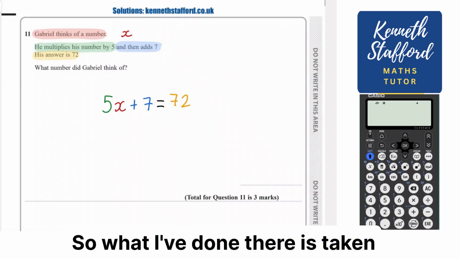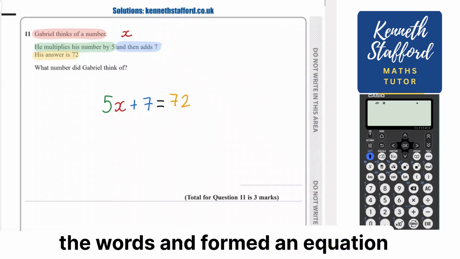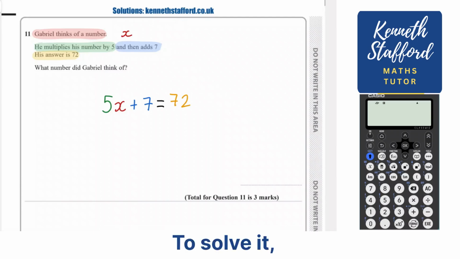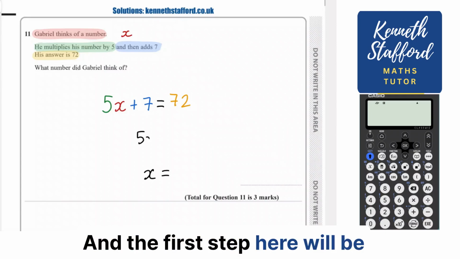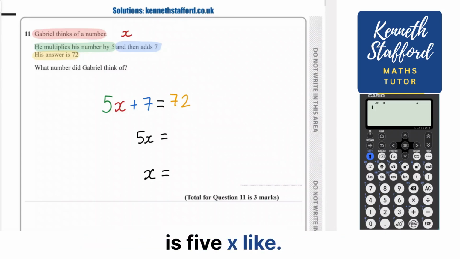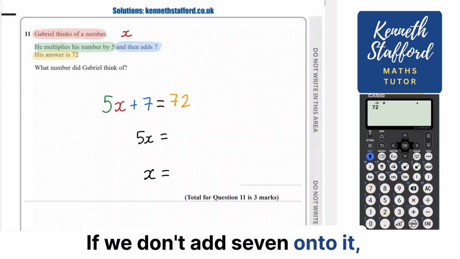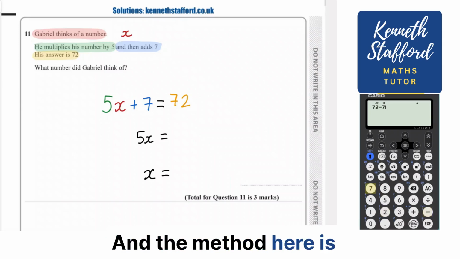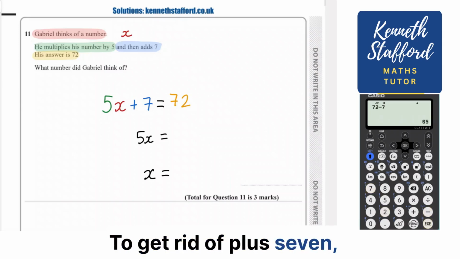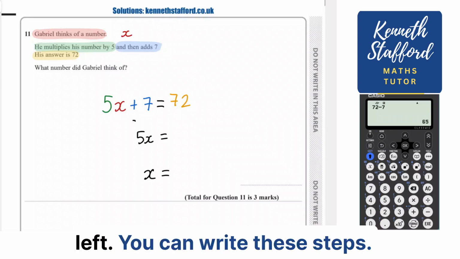So what I've done there is taken the words and formed an equation, which we can now solve. To solve it, we need to figure out what x is. And the first step here will be to figure out what is 5x. Like, if we don't add 7 onto it, it's not going to be as much as 72, is it? And the method here is the balance method. To get rid of plus 7, we take away 7 from the left.